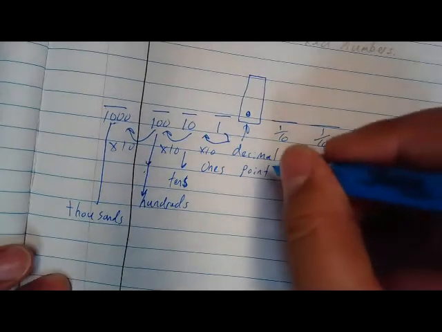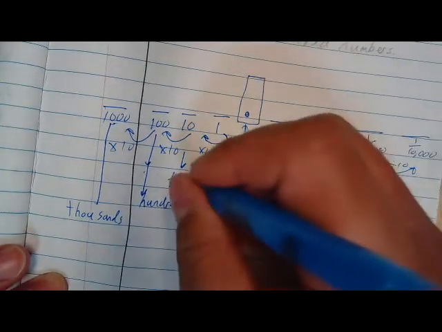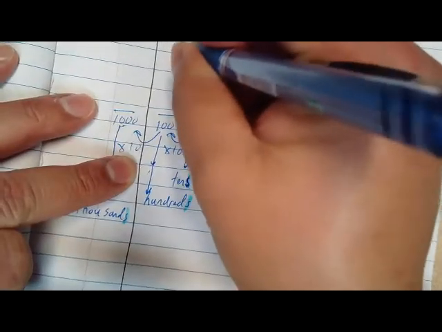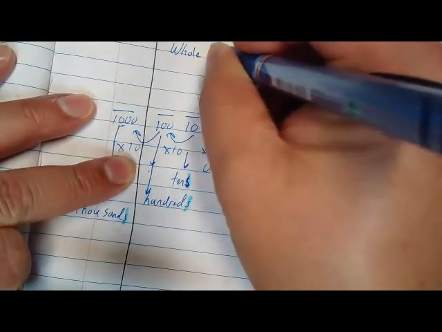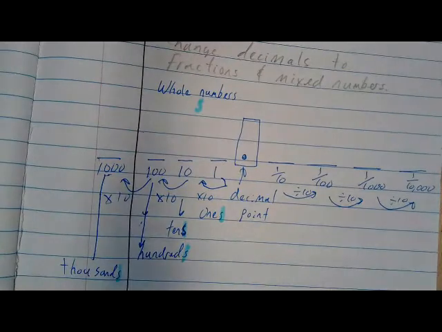I want you to notice that it ends in an S. On this side, all of them end with an S. Okay? This would be the whole number side. It ends with that S. That means it's a whole number.